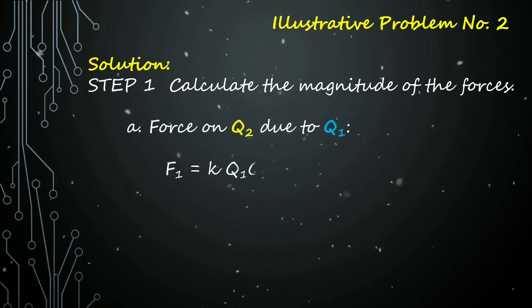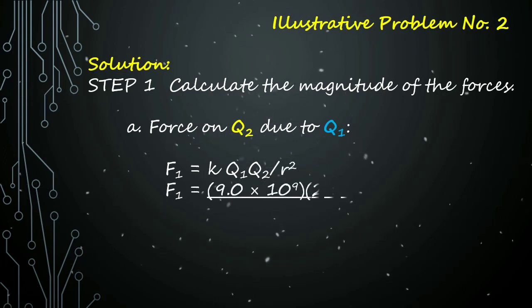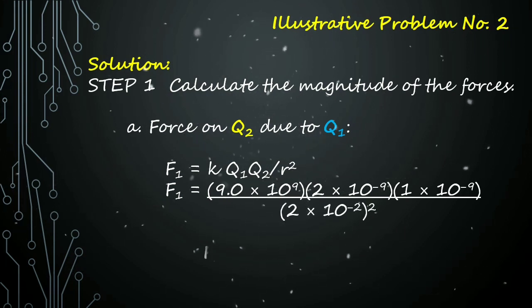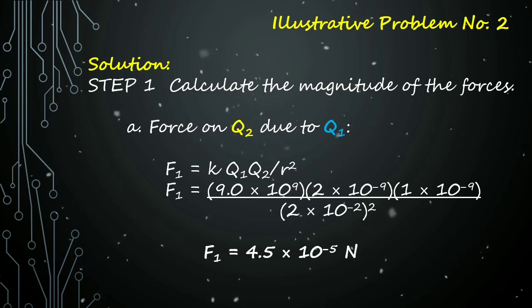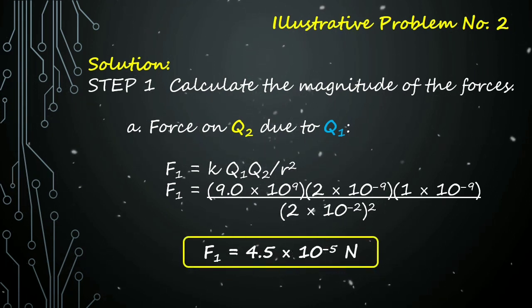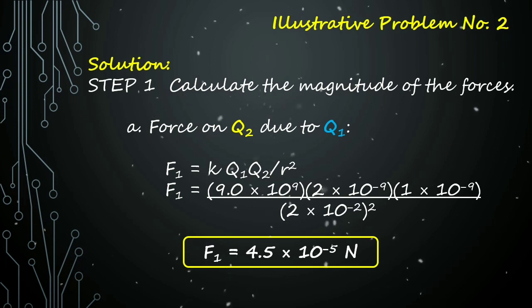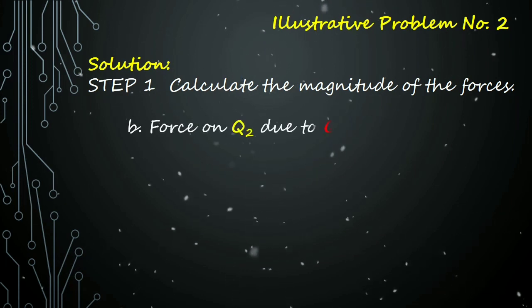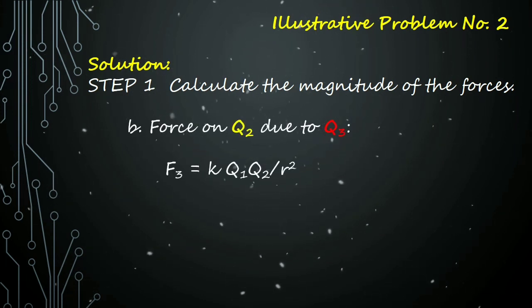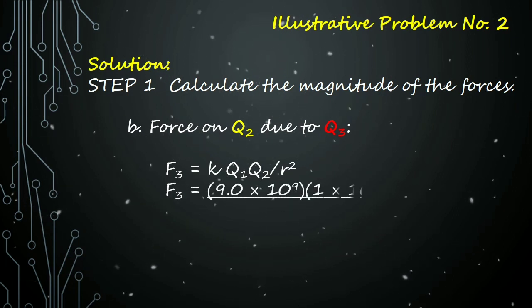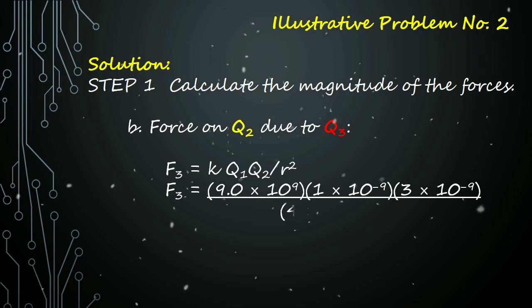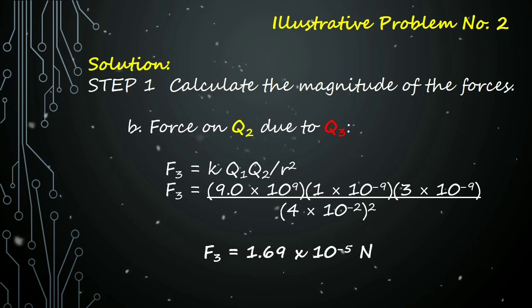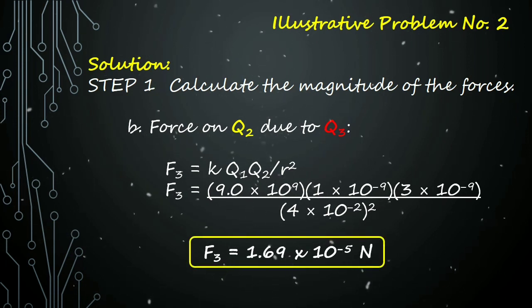By substituting the given values of the electrostatic constant, charges Q1 and Q2, and the distance between the two charges into the Coulomb's law formula, we get the repulsive electrostatic force F equal to 4.5 × 10^-5 newton. Letter B. Force on Q2 due to Q3. By substituting the given values of the electrostatic constant, charges Q2 and Q3, and the distance between the two charges into the Coulomb's law formula, we get the attractive electrostatic force F equal to 1.69 × 10^-5 newton.